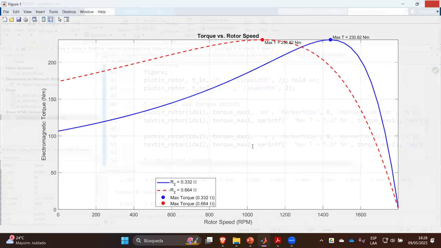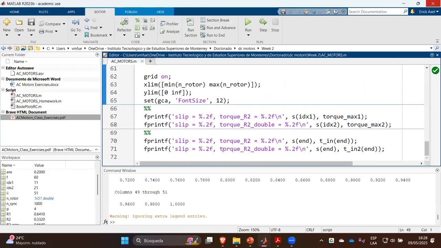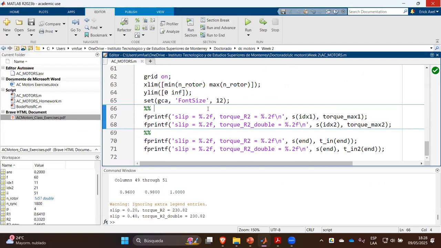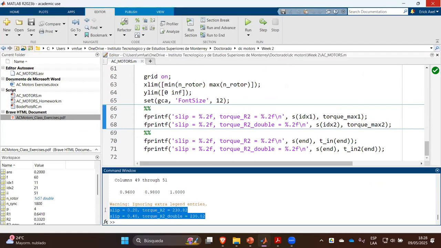So let me close this window and go down a little bit. And here in this line of code, I am computing the maximum torque, and also getting the slip at which this maximum torque occurs. So you can observe here that we get a value of 0.2, which is very similar to the value that we obtained by hand.